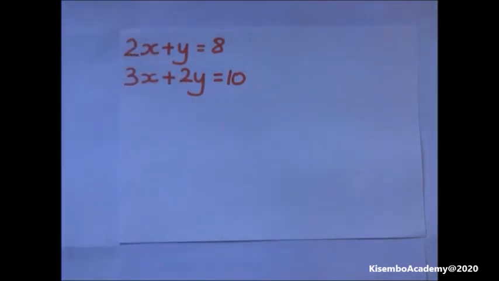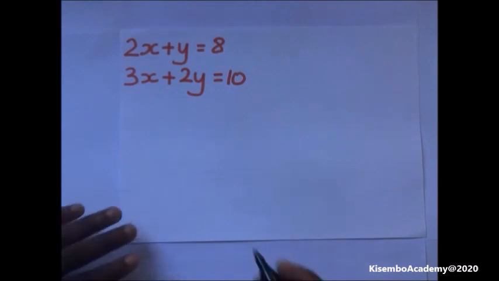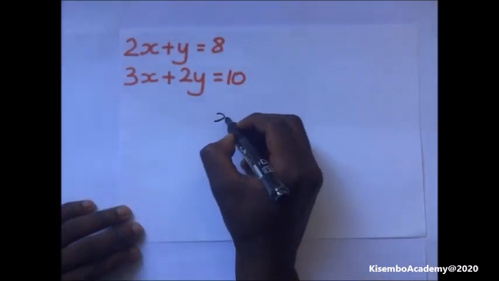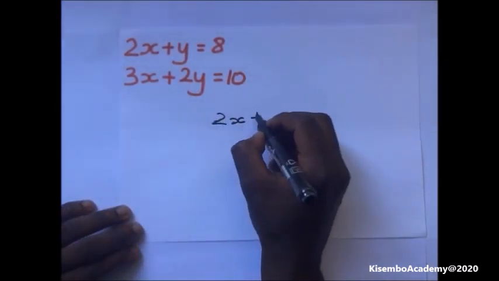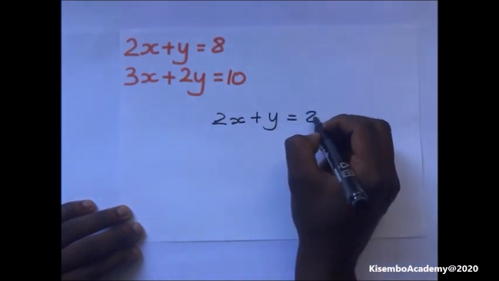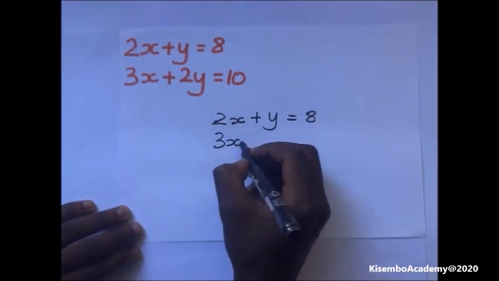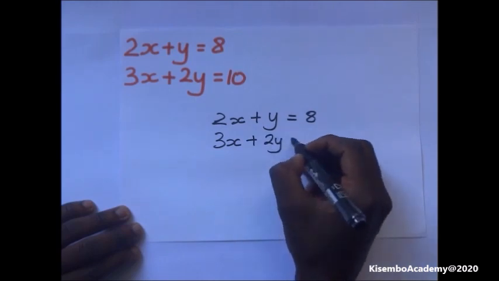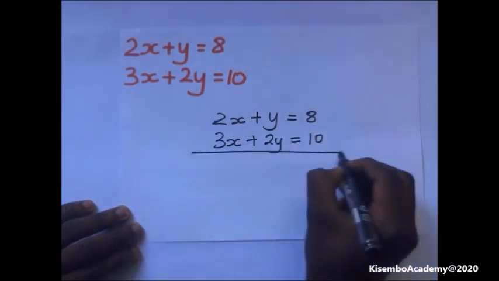We can eliminate with either x or y, depending on us. So this is how we do it. It's going to become 2x plus y is equal to 8, and 3x plus 2y is equal to 10.